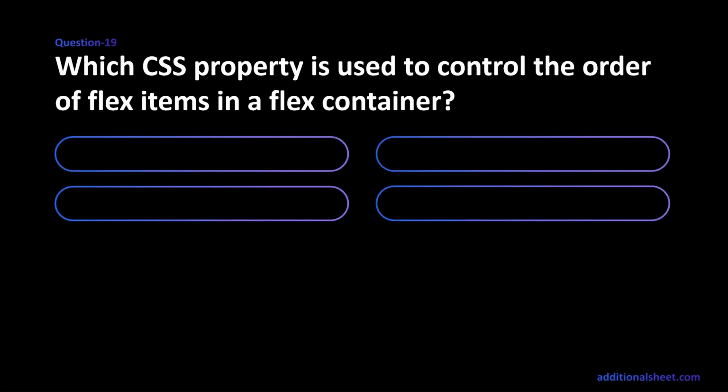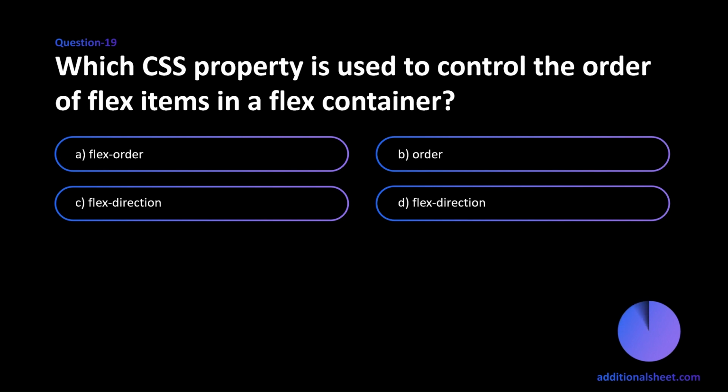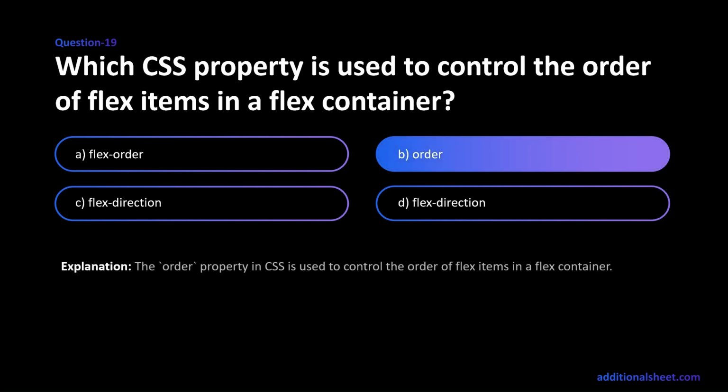Q19, which CSS property is used to control the order of flex items in a flex container? Options are A. flex-order, B. order, C. flex-direction, and D. flex-flow. Correct answer is option B. The order property in CSS is used to control the order of flex items in a flex container.